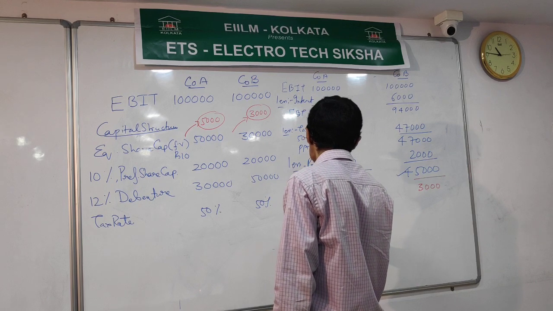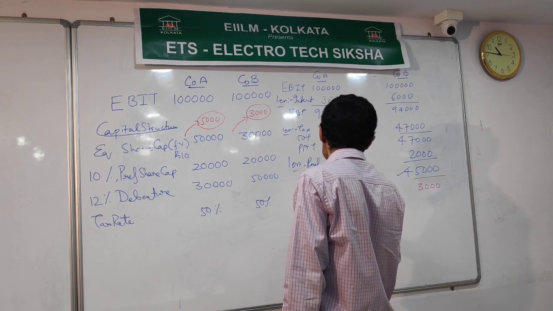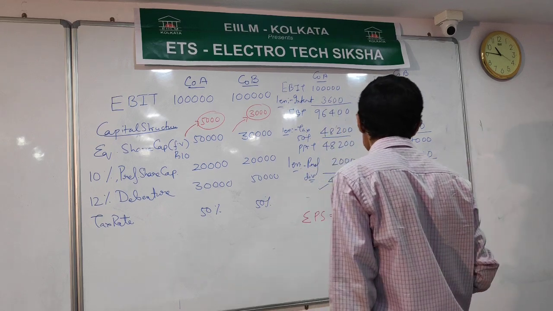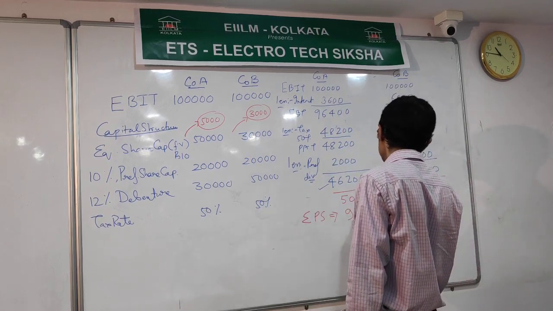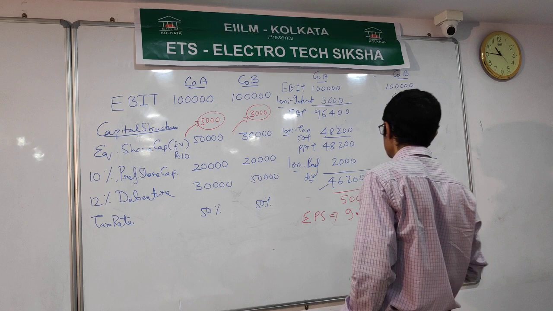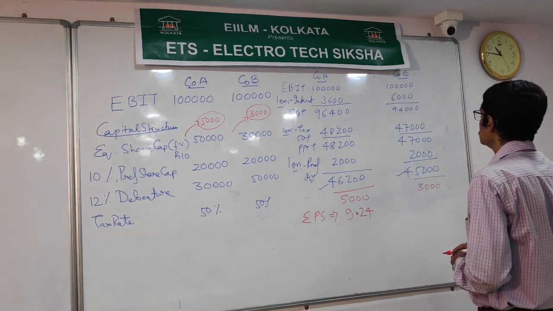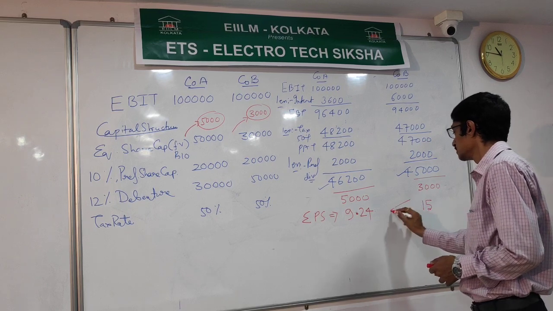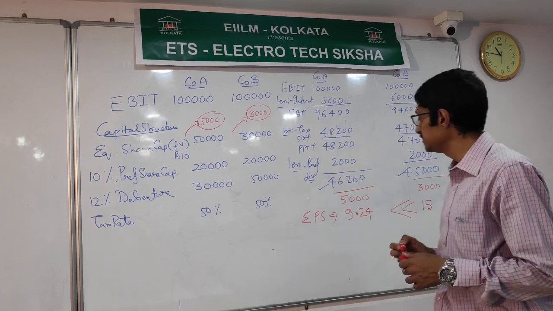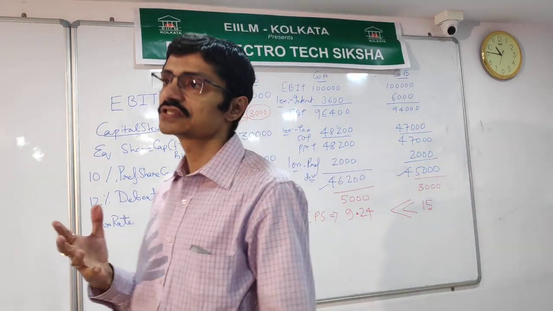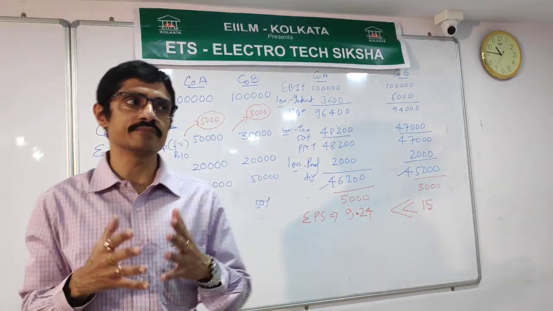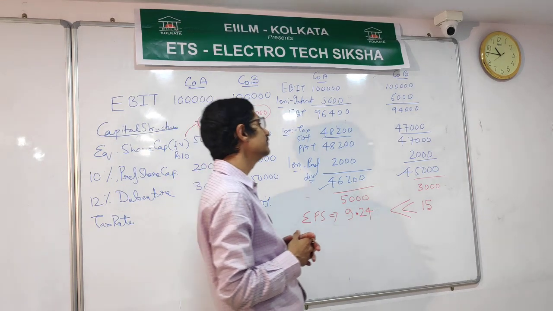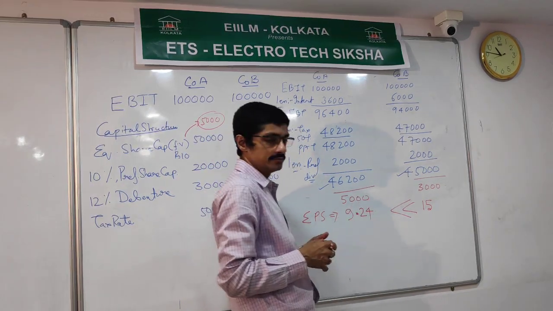So EPS in case of company A is 9.24, and in case of company B, the EPS is rupees 15. So naturally, company B has a higher EPS. And you have seen that out of the EPS, there are two parts. One part is DPS, the other part is retained earning. So in case of company B, that is higher.